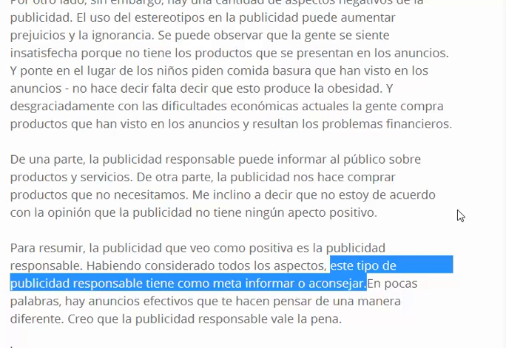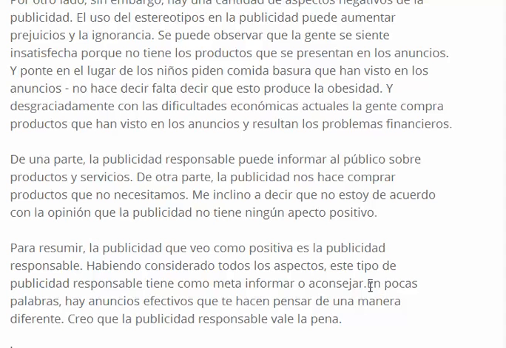Este tipo de publicidad responsable tiene como meta informar o aconsejar. Okay, I've just taken that. It's a lovely phrase. This type of responsible publicity has as a goal, como meta, to inform, and to advise. So there we have it, a really tight, accurate piece of advanced writing.